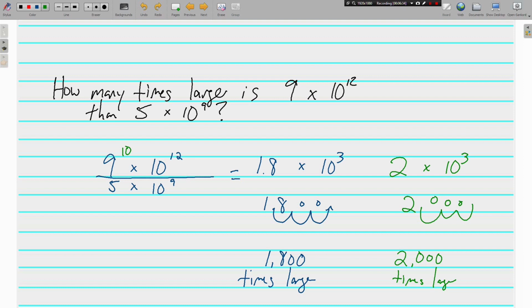Alright, that's pretty much it. Estimating scientific notation and comparing scientific notation, determining how many times larger one number is than the other.